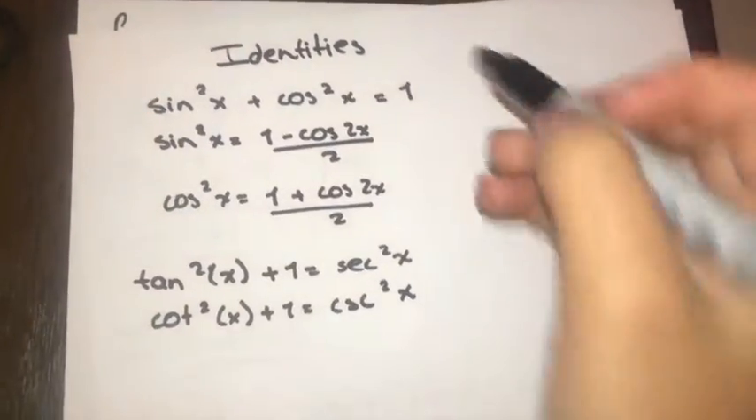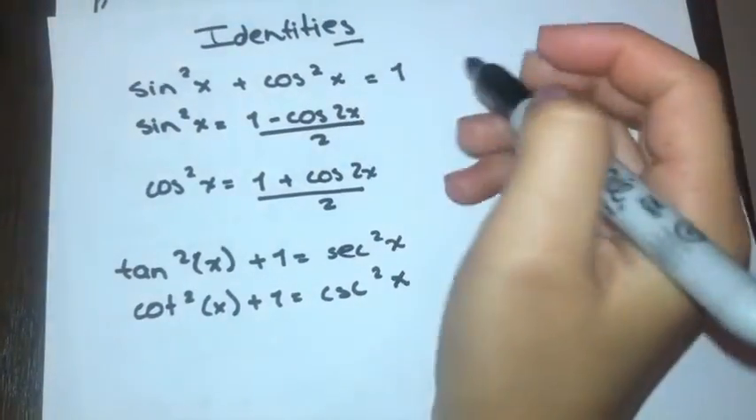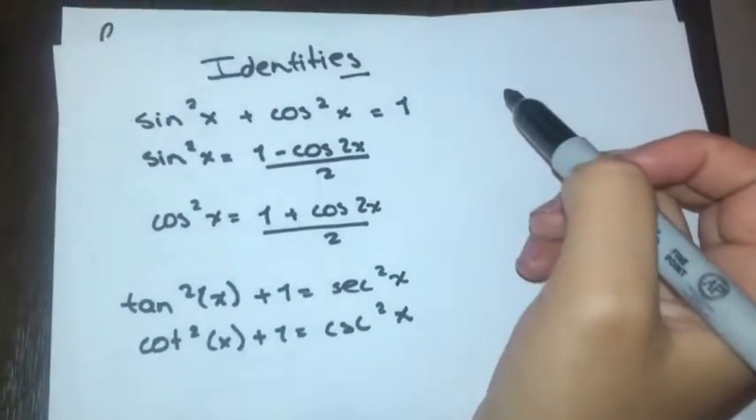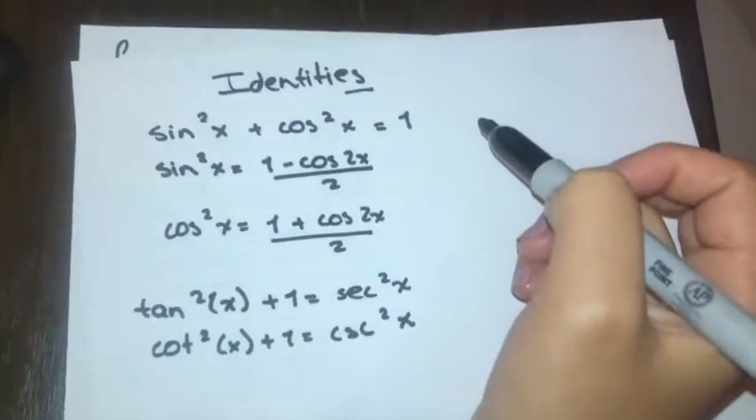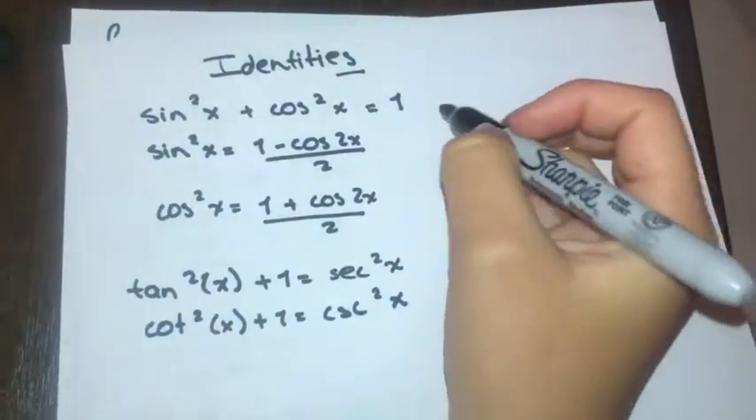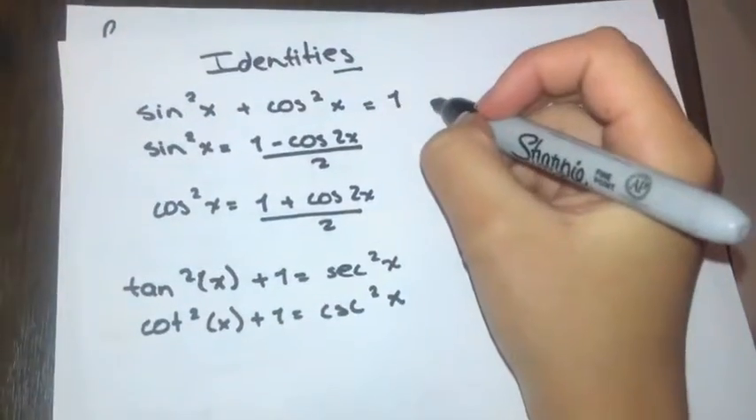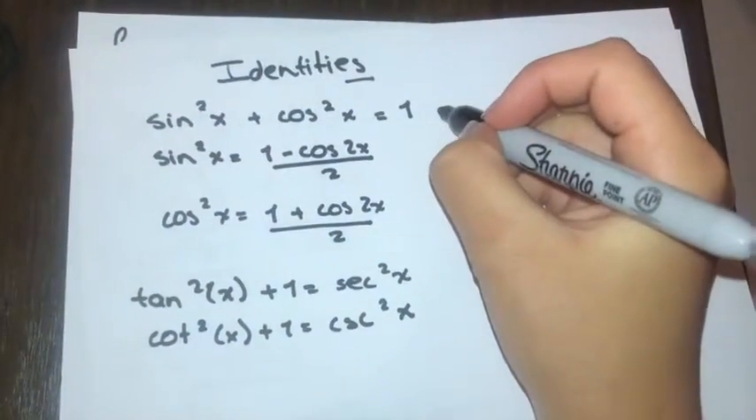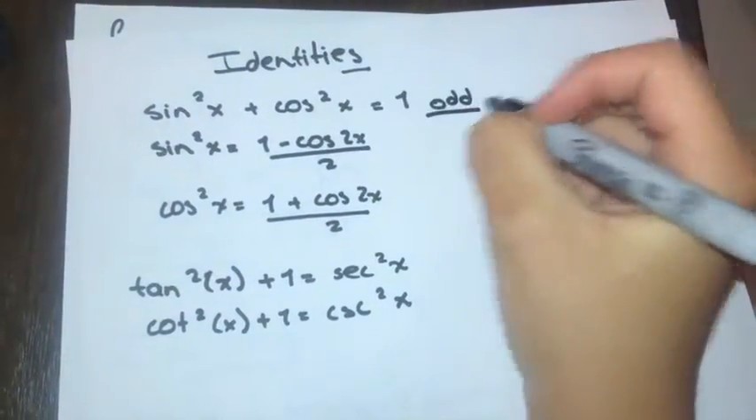Okay, so now we just want to make a quick review of all the identities. First we have that sine squared of x plus cosine squared of x is equal to 1. And we learned that we want to use it when we have odd exponents.